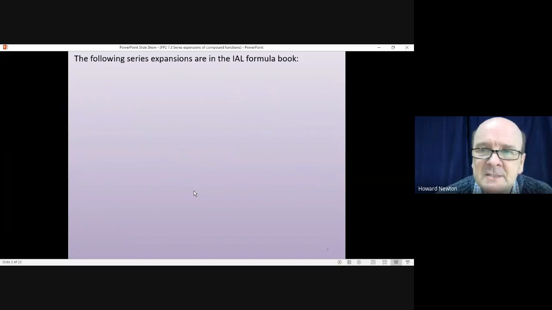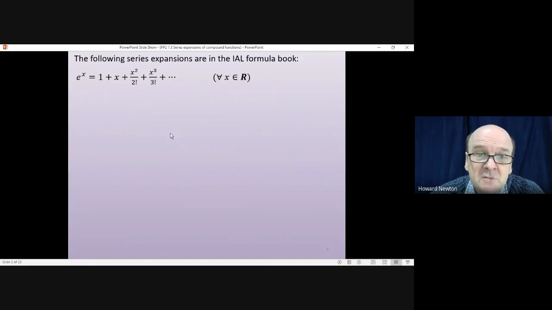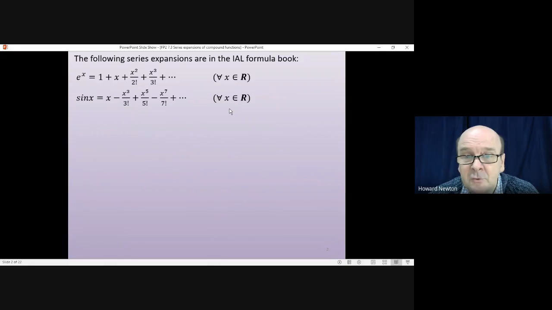And if you're taking the International A-level, then the formula book does have all of the formulas you need in it, plus the conditions for validity. So it gives you the series for e to the x, which is valid for all values of x, sin x, which is also valid for all x, cos x, which is valid for all x.